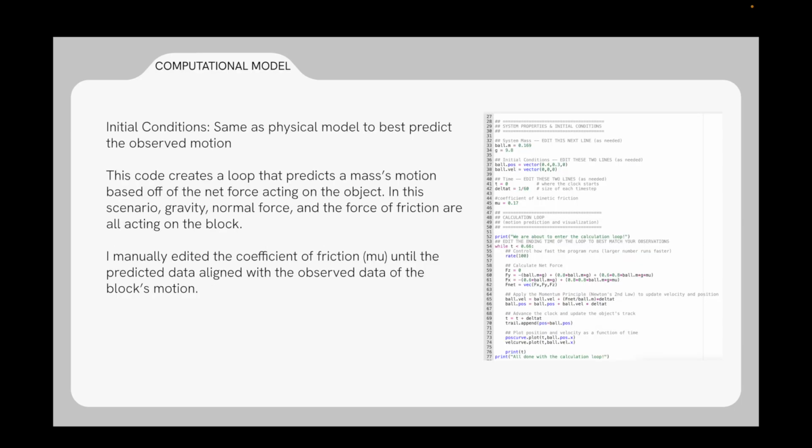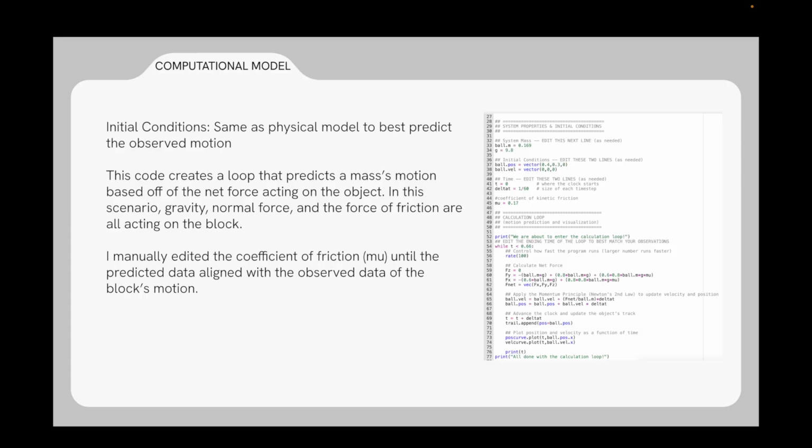So, moving on to the computational model, we use the same initial conditions as the observed physical model to best predict the observed motion. This code creates a loop that predicts a mass's motion based off the net force acting on the object. In this scenario, gravity, the normal force, and the force of friction are all acting on the block. I manually edited the coefficient of friction mu, running the code several times until the predicted data aligned with the observed data of the block's motion. This is how I knew that I had found the correct coefficient of friction.